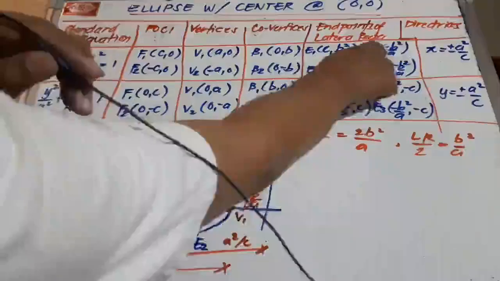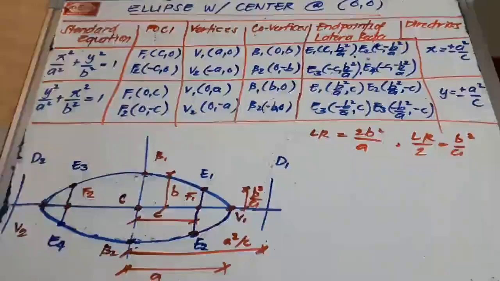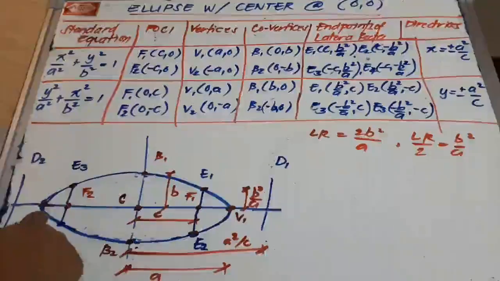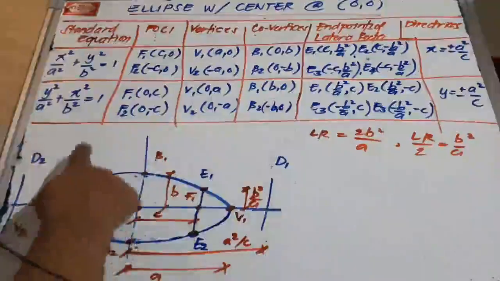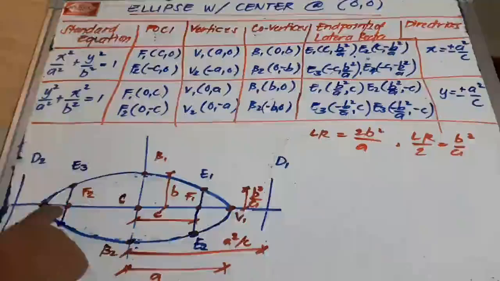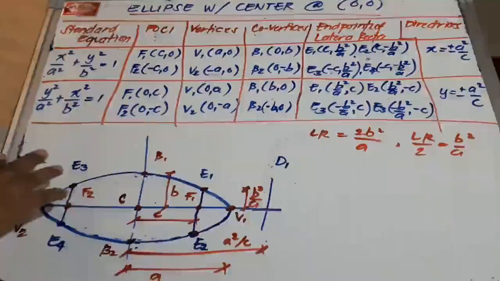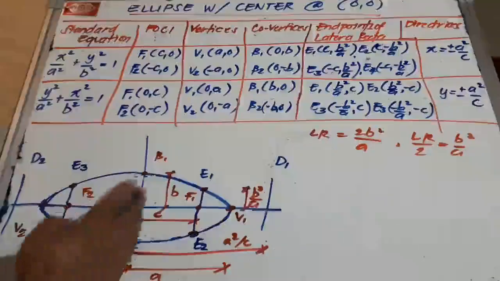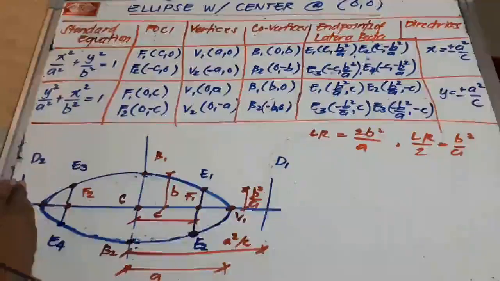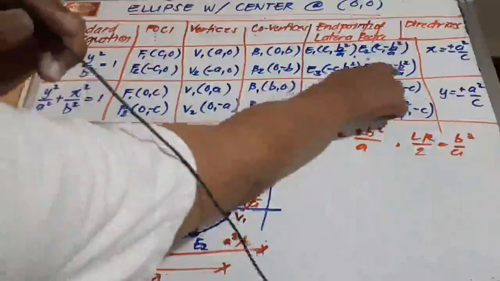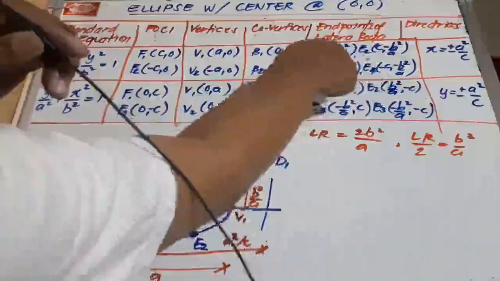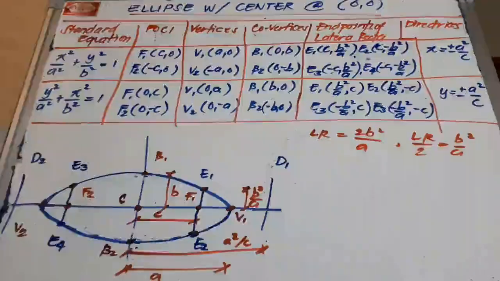Okay? At yung dalawa naman, E3, E4, the horizontal distance is negative c, kaliwa. Then vertical distance is b squared over a. Positive siya kasi nasa second quadrant. And then E4 will be negative c, horizontal distance. Vertical distance is negative b squared over a. So therefore, ito yung location ng endpoints ng ating latera recta.